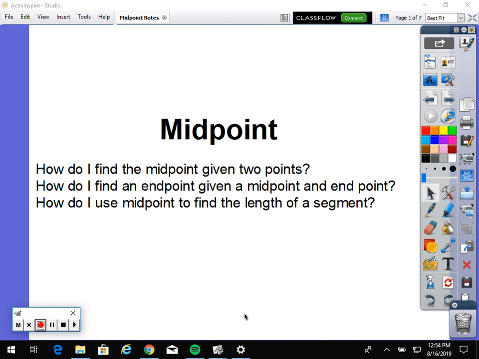Today we are going to talk about finding the midpoint of a segment. We have 3 questions we're going to answer. How do I find the midpoint given 2 points? How do I find an endpoint given a midpoint and an endpoint? How do I use a midpoint to find the length of a segment? Hopefully you get all 3 of those questions down in your notes.